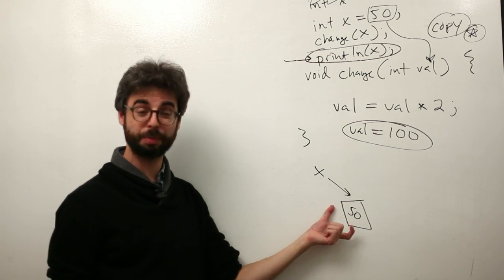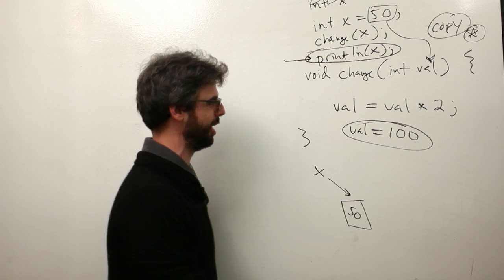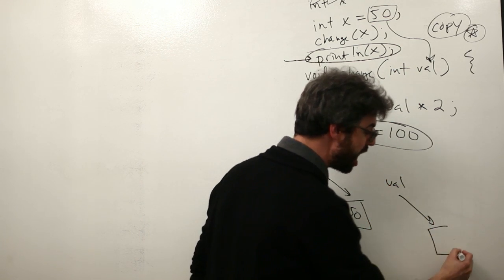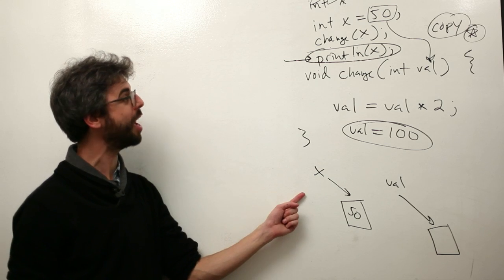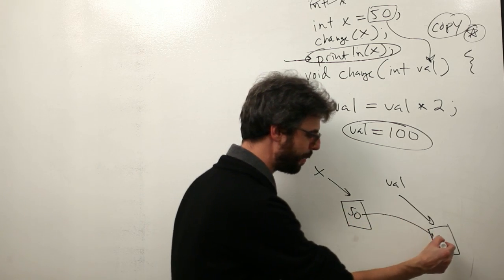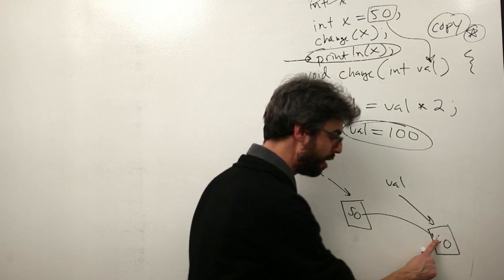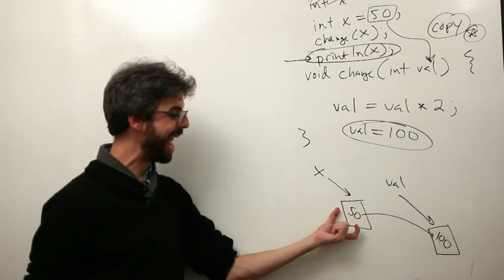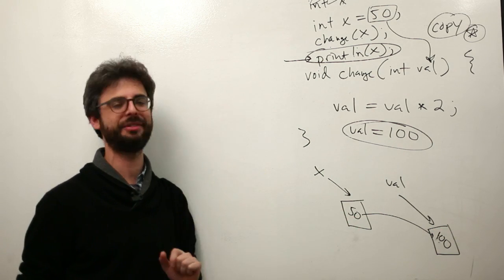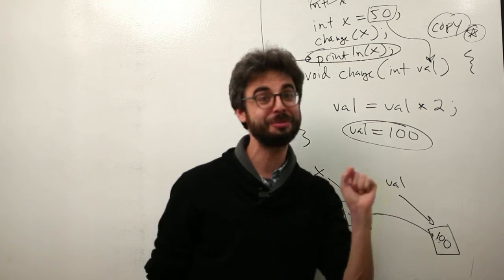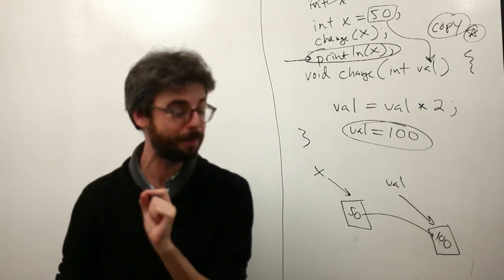Meaning in the computer's memory, x is referencing a place in the computer's memory with the value 50. Then val is referencing another place in the computer's memory with what? The value 50 gets copied in there. Then over here, val gets multiplied by 2. Val now equals 100, but x, which is pointing to 50, is unaffected. Pass by copy.